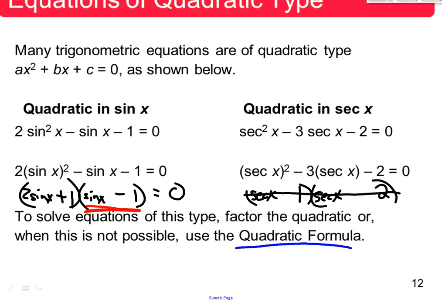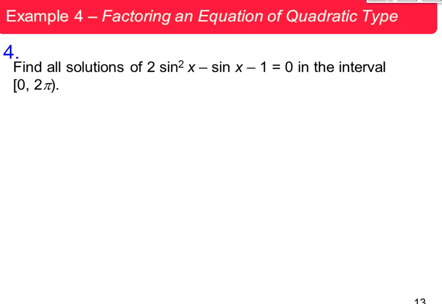And then again, we talked yesterday about, is it in the interval from 0 to 2 pi, or is it for all real numbers? Like that last one didn't say anything, so that was in the interval of all real numbers. And this one is in the interval from 0 to 2 pi. And so just any solutions within one rotation around those 4 quadrants.